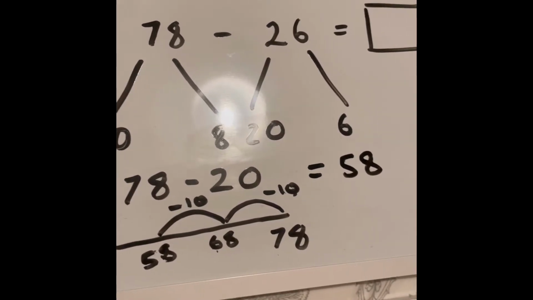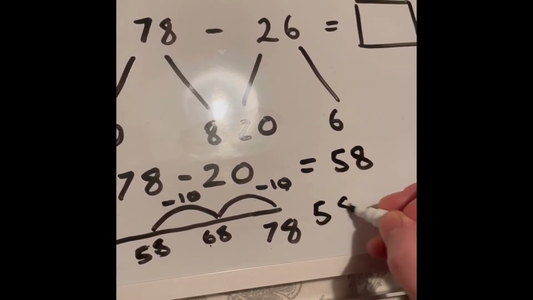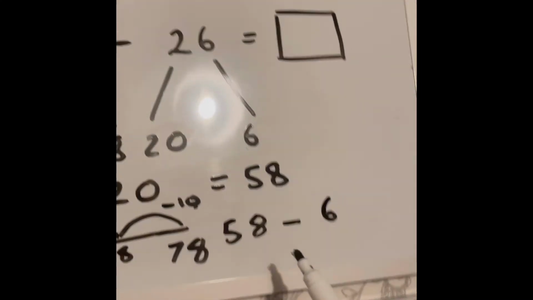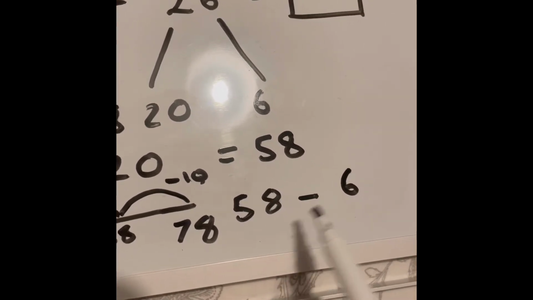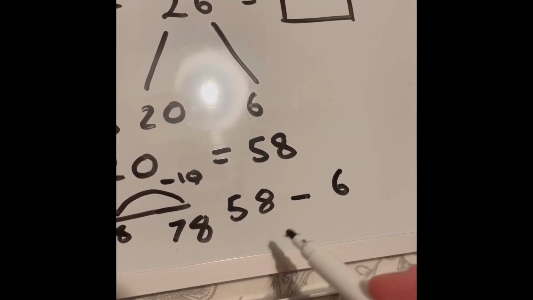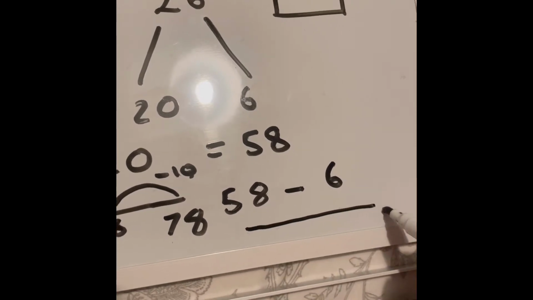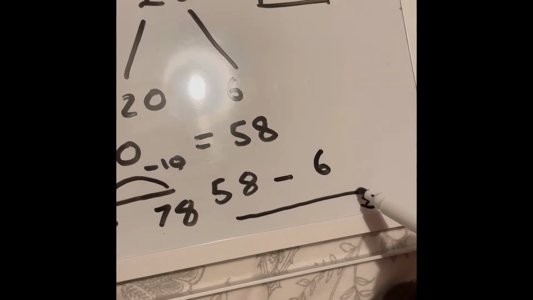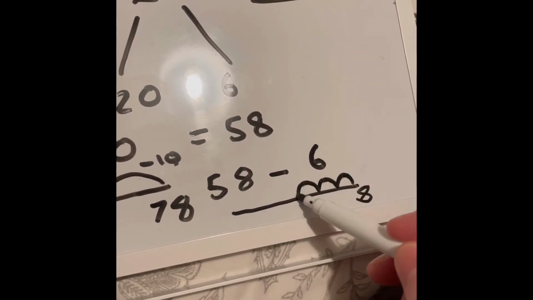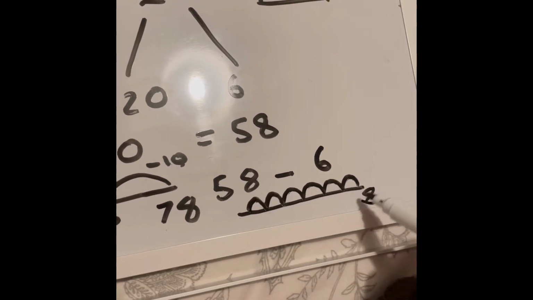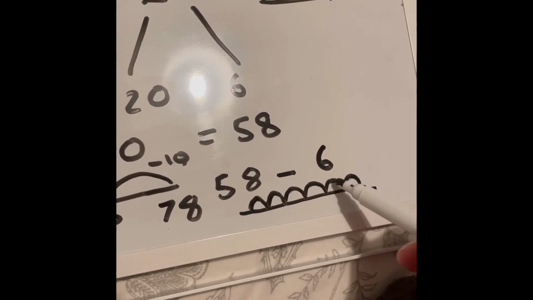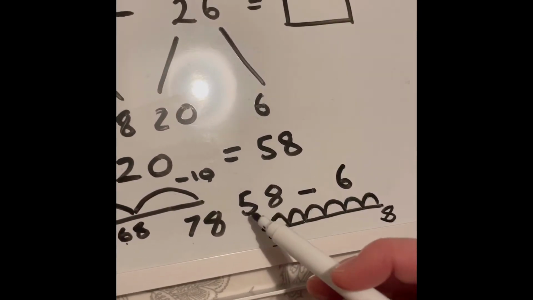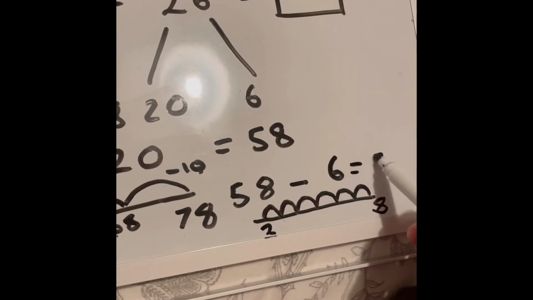And now we need to take away the ones. So we do 58 take away 6, and you could count back for this one. So we want to count back from 8, taking away 6. So again, you can use a number line if you want to. We can put the 8 here, and let's count back 6. 1, 2, 3, 4, 5, 6. So we've got 7, 6, 5, 4, 3, 2. 58 take away 6 is 52.